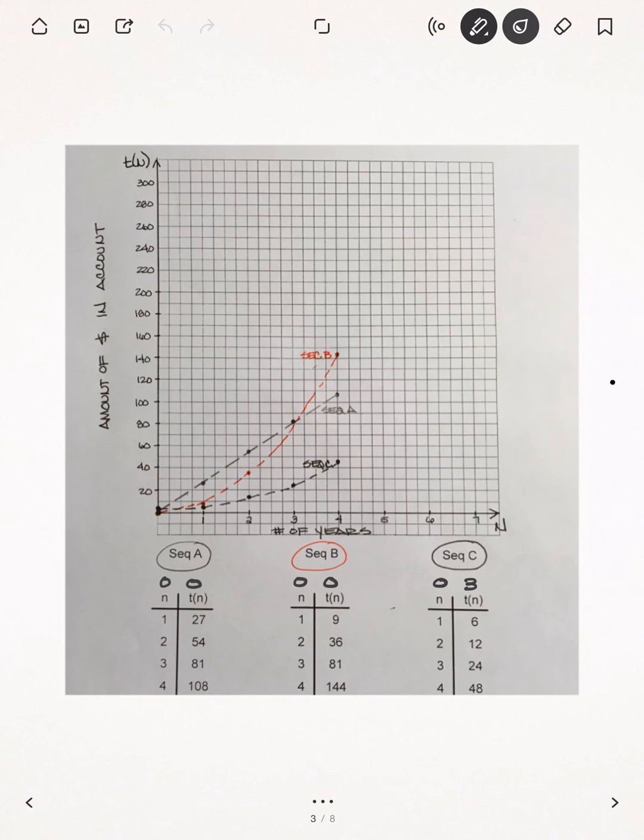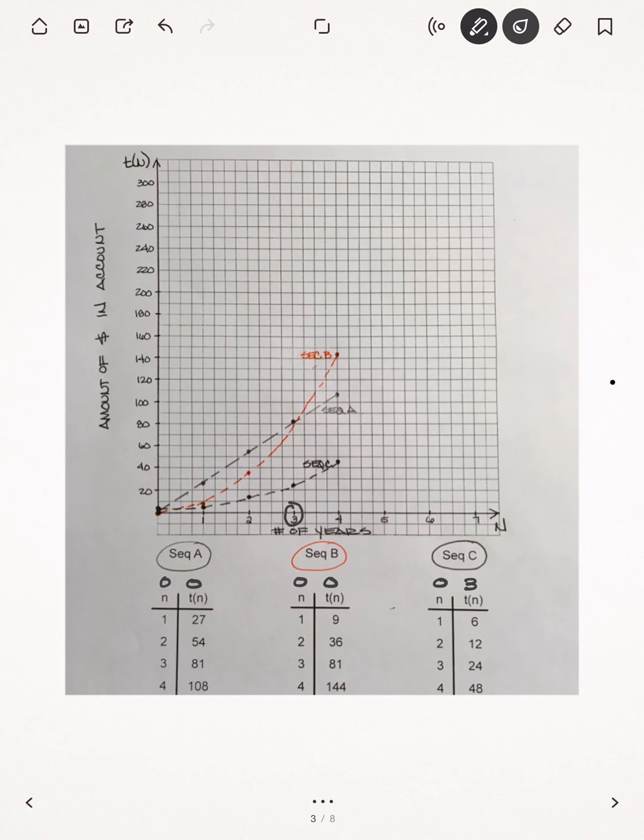So as you look, as the years pass, you'll notice that sequence A is the highest line, it has the most money in it up until year 3. If you look at year 3 right here, you'll see that that's when sequence B catches up to it. You'll notice that sequence B is second place. It has the second most money until year 3, and sequence C has the lowest amount of money the whole time from years 0 to 4.